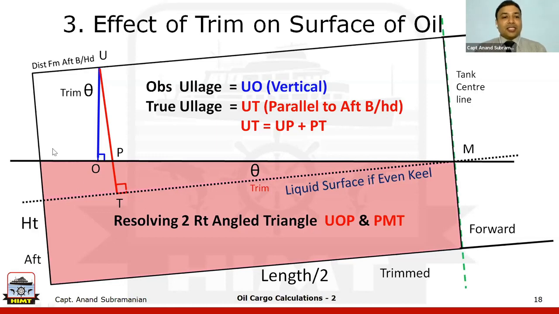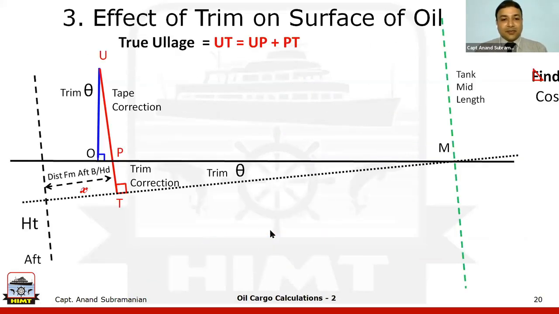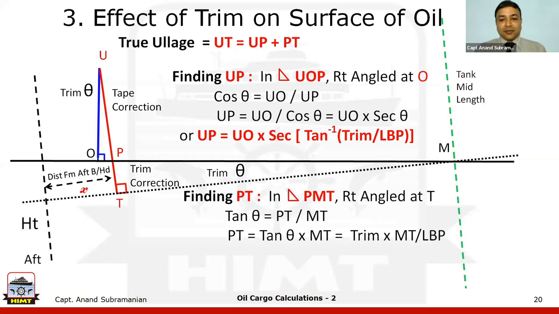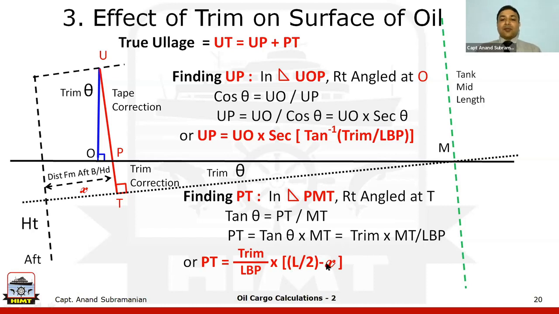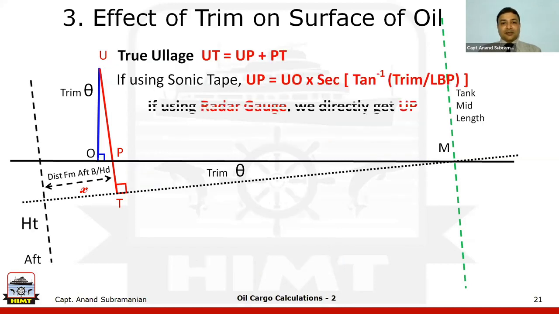Yeah, okay. So now this distance from the aft bulkhead is X. What we need is MT. So this distance is equal to the total length minus the value X, and that is L by 2 minus X, which comes over here. So L by 2 minus X. This value for MT is transposed over here as L by 2 minus X.